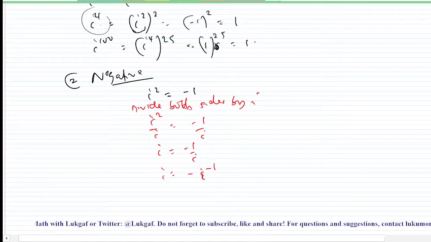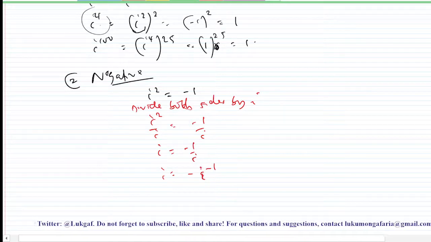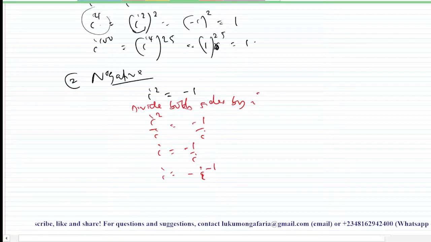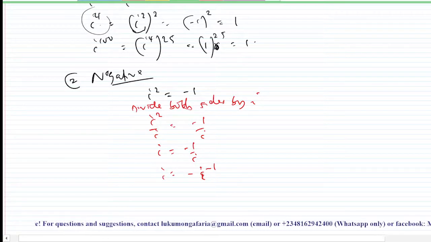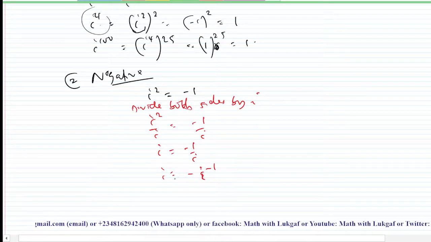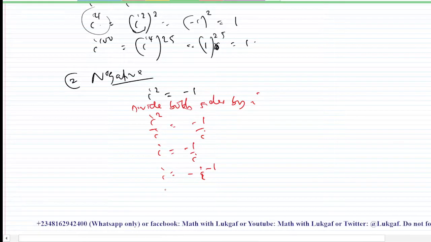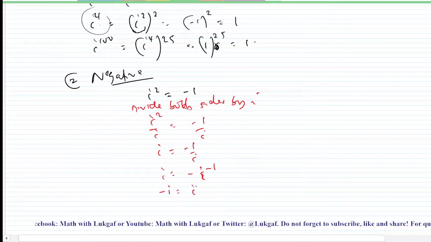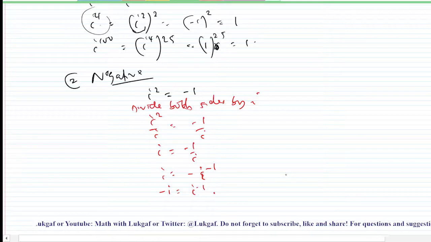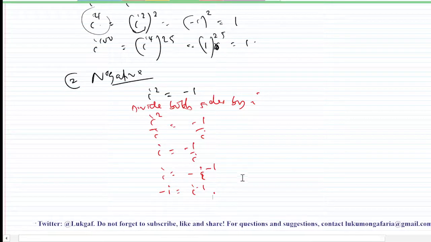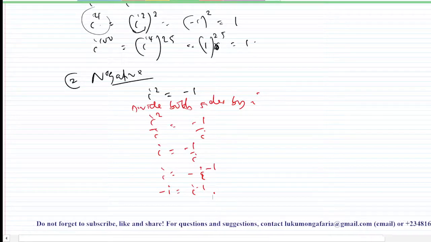Recall that 1 divided by x is the same thing as x raised to power minus 1. Then if I open the bracket and multiply through by a negative number, I'm going to have minus i is equal to i raised to power minus 1. Please don't forget the identity. Okay, now, that is cleared for the power of negative 1.